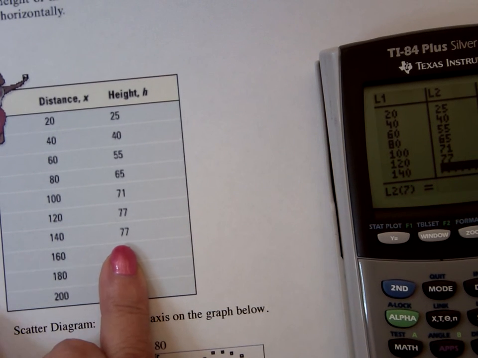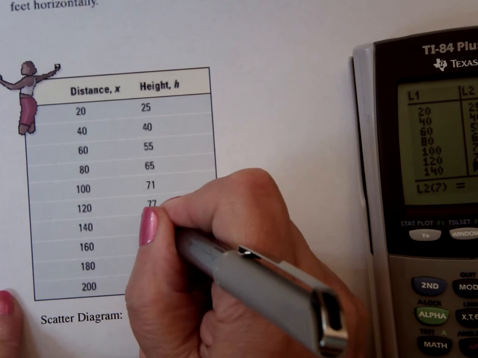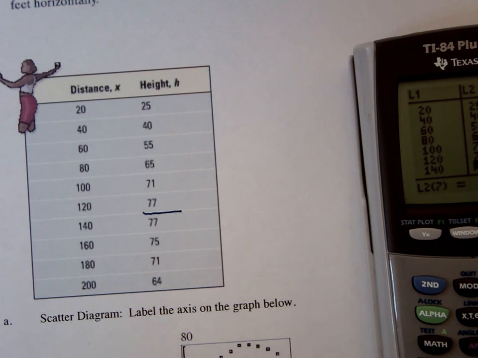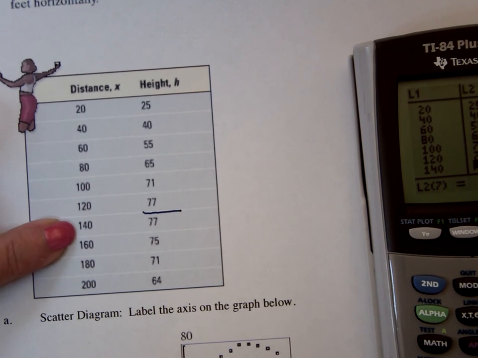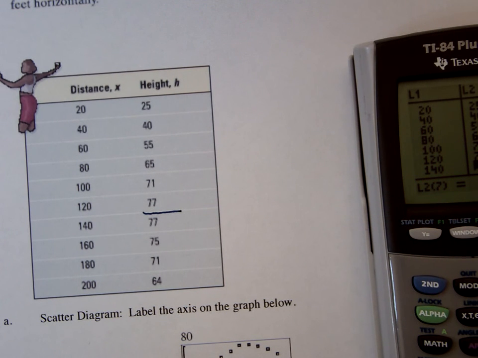This tells me approximately where the vertex is. Notice there's a 77 and there's a 77. That means you have a 77 going up, and you'd have a 77 coming down. So the vertex is somewhere between 120 and 140, because the only way you can have the same y value going up as coming down is around the vertex.